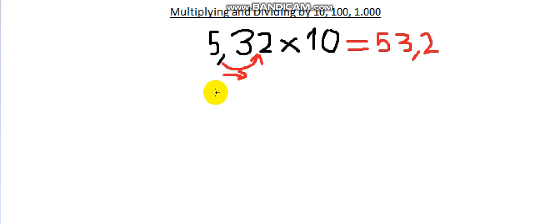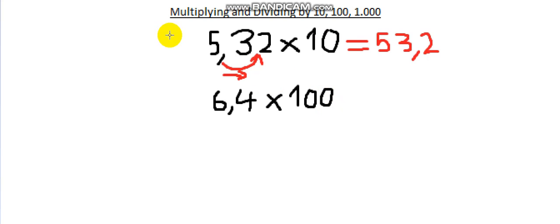Another example, let's say I have 6.4 times 100. Again, let me move this a little bit to the right so that I have a little more room. Again, the comma is going to move to the right. How many places? Well, 2 zeros, so 2 places. 1, 2. But notice here that we don't have any numbers here. So what we do is we put a 0 here.